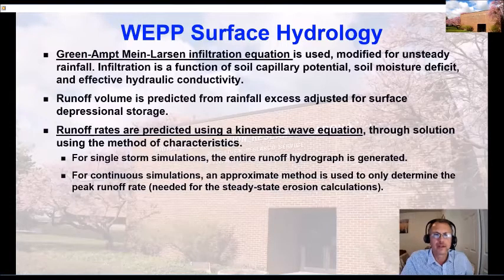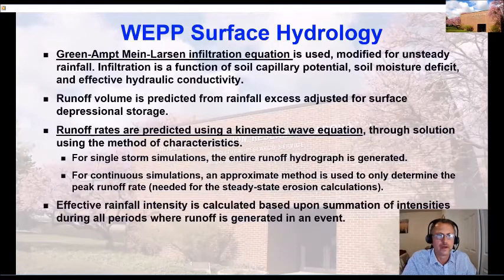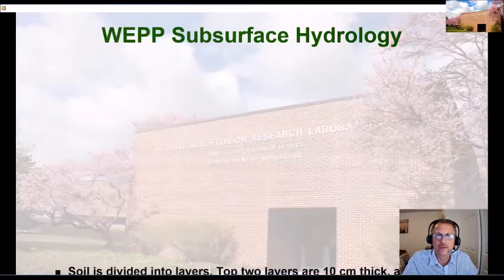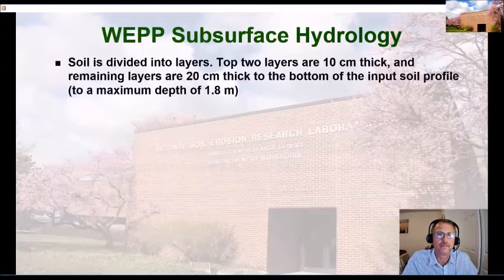In continuous simulations, an approximate method is used to only determine the peak runoff rate that's needed in the steady state erosion calculations. An effective rainfall intensity is calculated based upon the summation of intensities during all the periods where the runoff is generated in an event. And a full water balance is calculated daily, and water can also leave the slope profile through soil evaporation and plant transpiration.